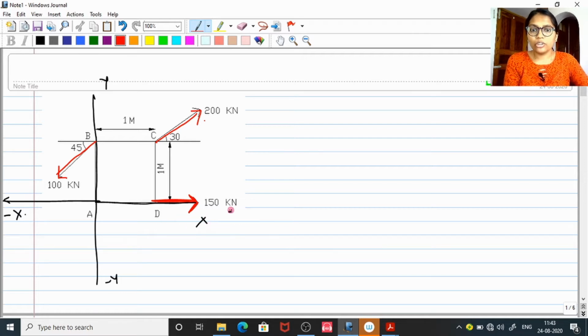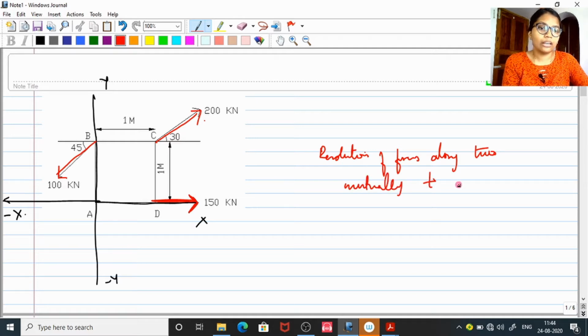Except this 150 kilonewton, both others are inclined, isn't it? Along the x-axis, the inclination is 45 degrees for the 100 kilonewton force, and for 200 kilonewton, it is 30 degrees inclined. So the next step is you have to resolve these inclined forces along the horizontal and vertical axes. Before that, I will give you a short recap about the resolution of forces along two mutually perpendicular axes.